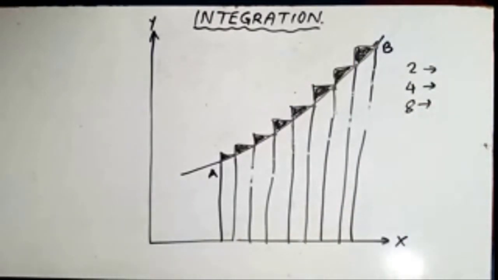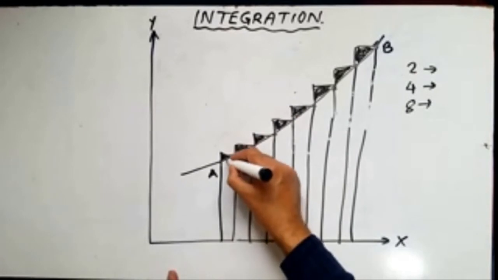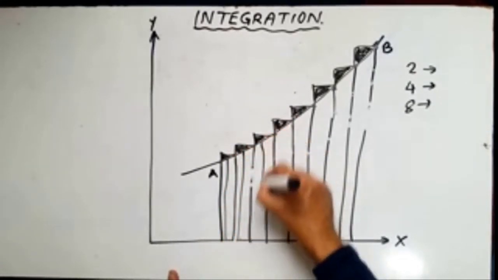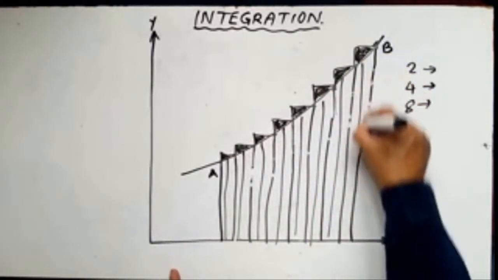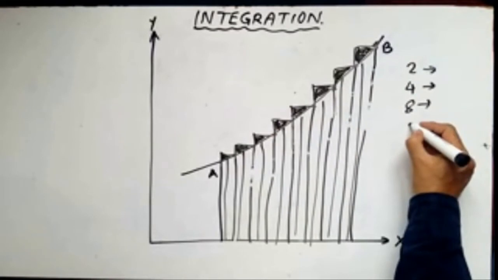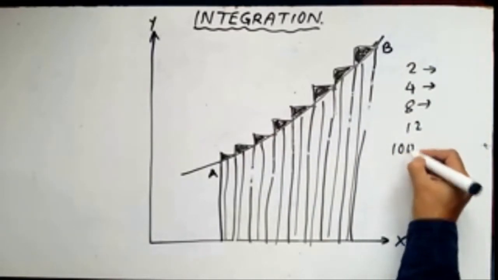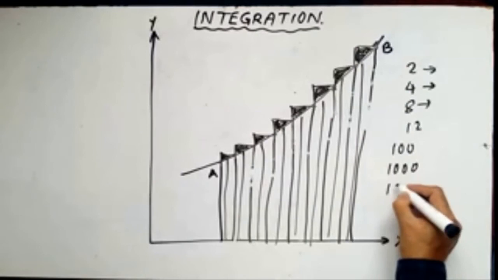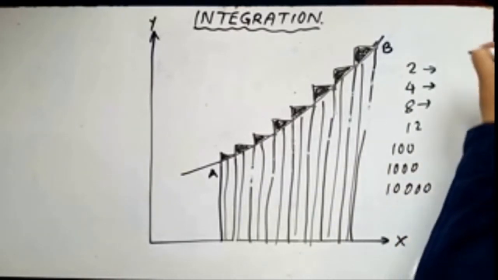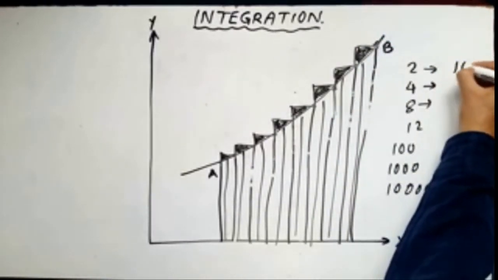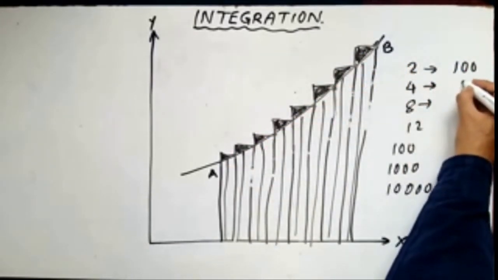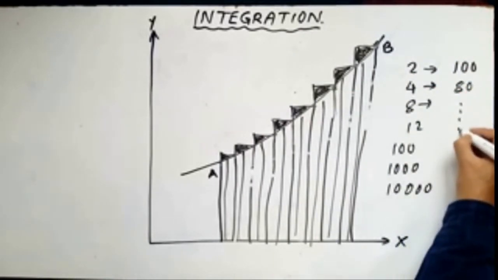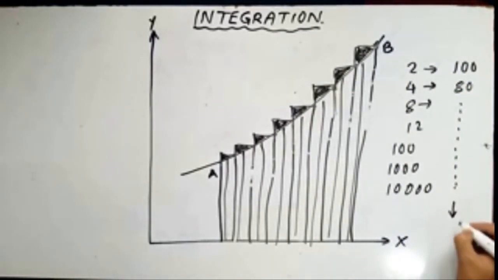So now the concept is becoming very clear that as we go on increasing the number of rectangles, let's say 12, then 100 rectangles, 1000 rectangles, let's say 10,000 rectangles, the extra area will decrease. Suppose we started with an extra area of, say, something like 100. With 4 rectangles, this would have decreased to 80, and so on until it finally tends towards 0.